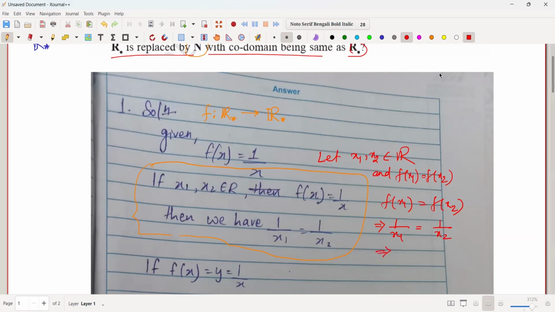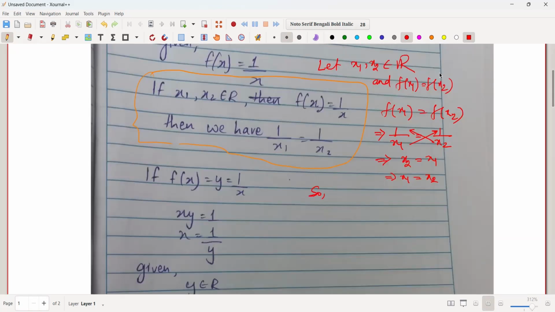So multiplying this way, x2 equal to x1, or that implies x1 equal to x2. So f(x1) equal to f(x2) implies x1 equal to x2. That means therefore f is 1-1.